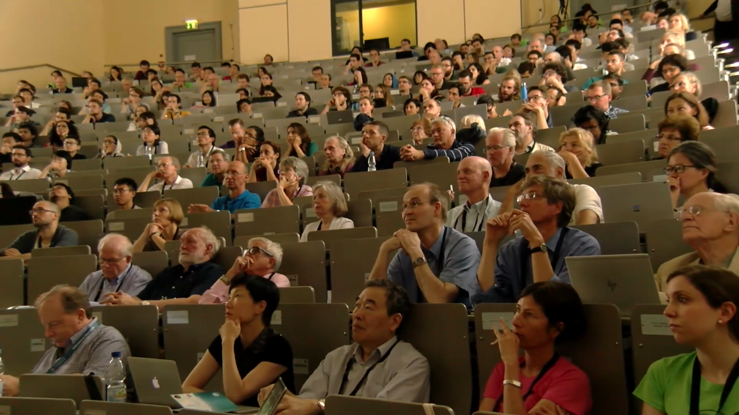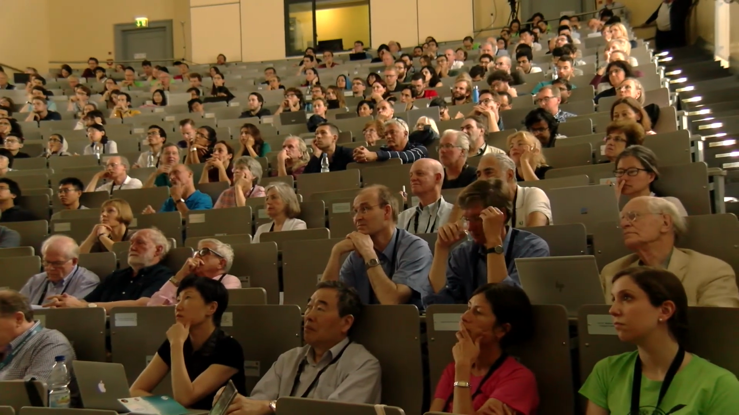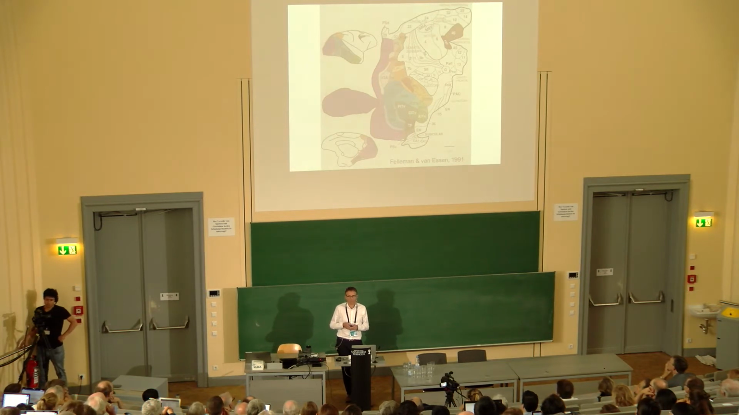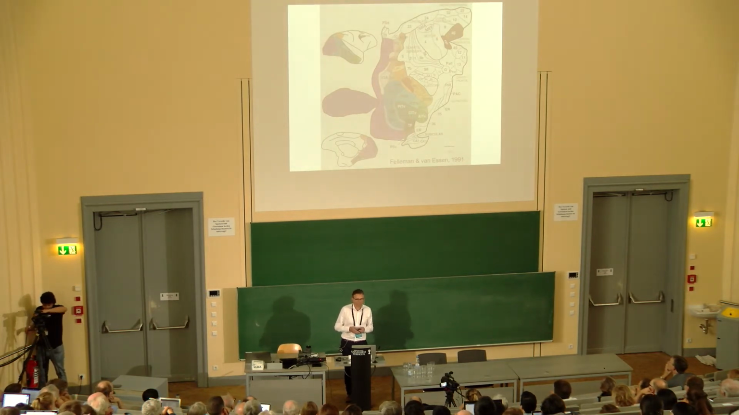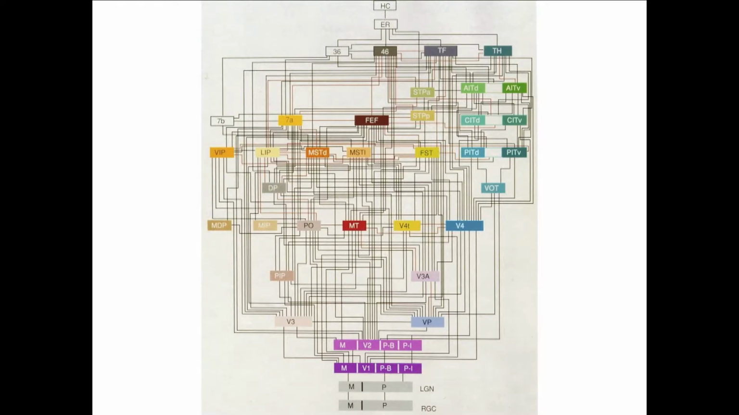But I'll start with an introduction, and you have seen this, so I can go fast. This is from a famous study more than 25 years ago by Felleman and Van Essen, showing all the areas of the monkey brain in different colors. This is from the same paper. So here you can arrange all these areas into a hierarchical scheme.